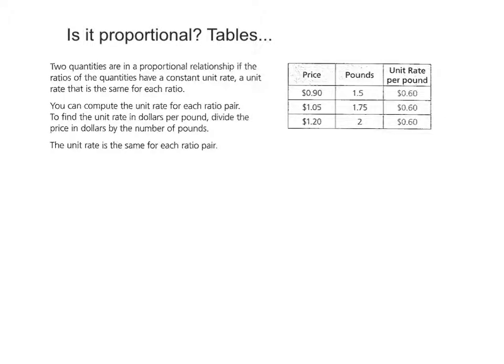Okay, so the first thing that I want you to remember is that two quantities are in a proportional relationship if the ratios of the quantities have a constant unit rate, meaning that when you find the unit rate of each entry, so for example, here you have the price of 90 cents to 1.5 pounds. Here you have $1.05 to 1.75 pounds. And then here we have $1.20 for 2 pounds.